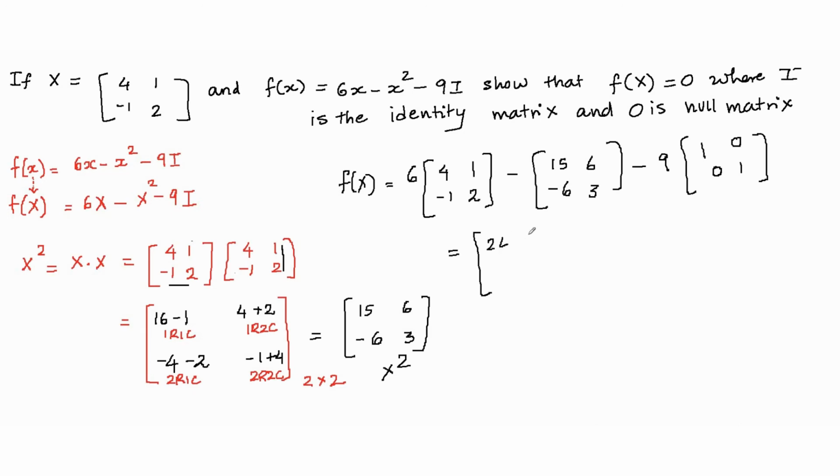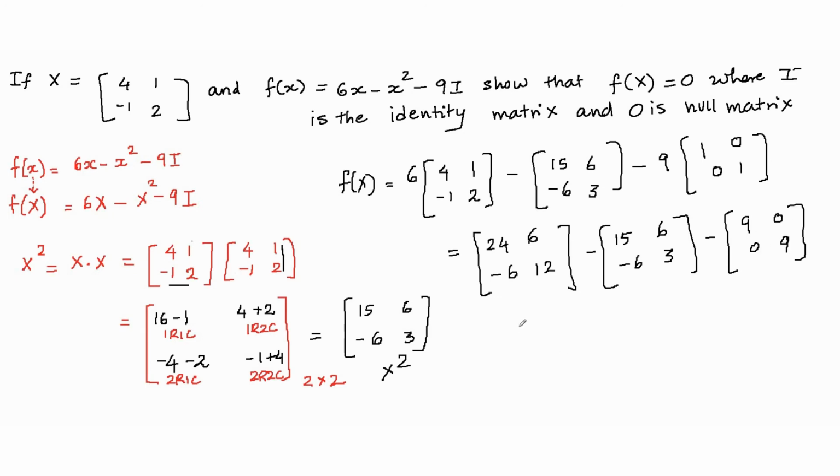So now if I were to evaluate this, this would become 6 multiplied with all elements, which would be 24, 6, negative 6 and 12, right? Minus 15, 6, negative 6 and 3. And then I would have minus 9 gets multiplied with all elements. That's 9, 0, 0, 9. And now let's combine the individual elements.